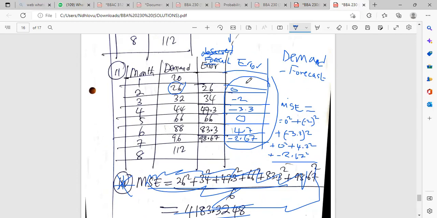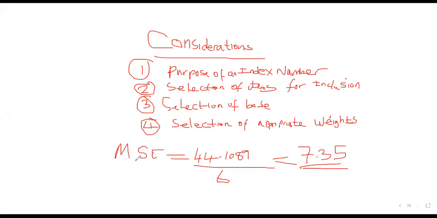And then the mean square. So you square each of these values at a time. So 0 square, -2 square, -3.3 square, and divide by 6. Whatever you are getting, that is the mean square error. So that is why I introduced it this side to say mean square error here is equal to, after finding those squares at per time, dividing by 6, we are getting 7.35.